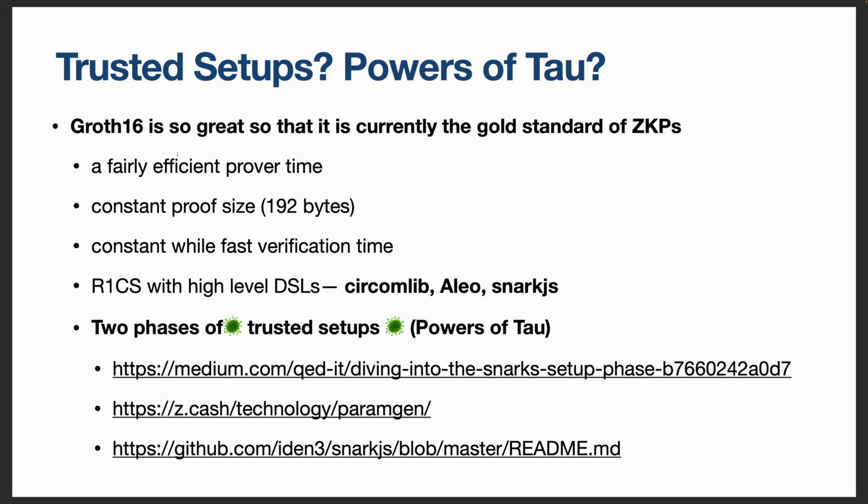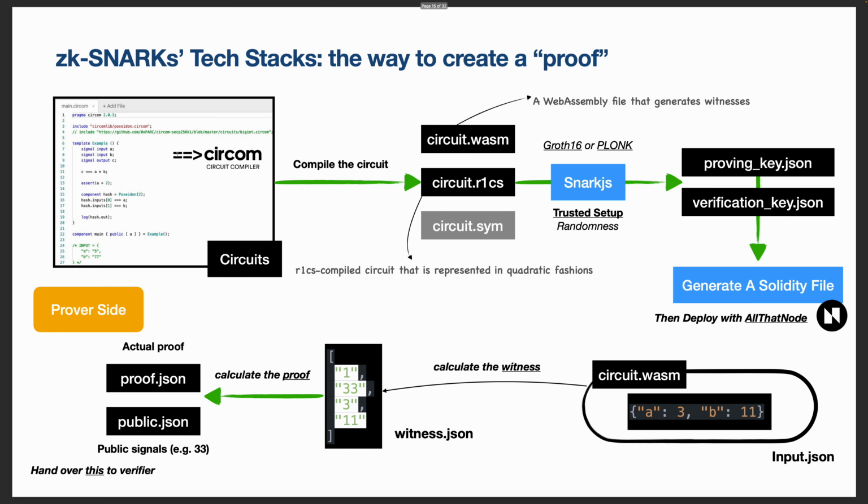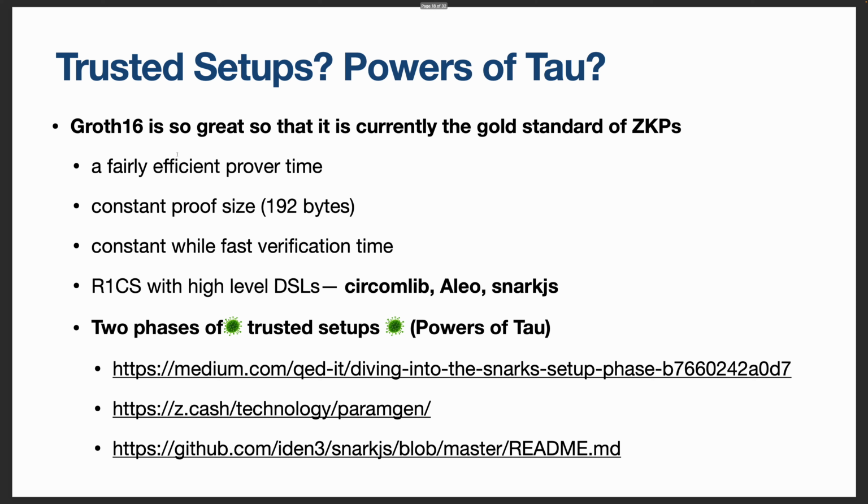We often use Groth16 when we compile the WASM file into the proving key JSON. Groth16 is the general gold standard in the ZKP world in 2022. It has very efficient proof time and constant proof size, while it has relatively fast verification time compared to the competitors. And it has lots of tools like Circom and SnarkJS. It's very easy to use.